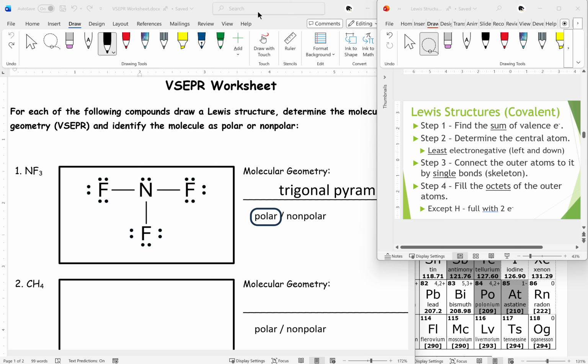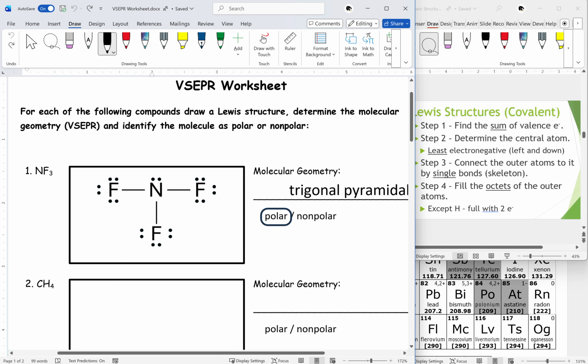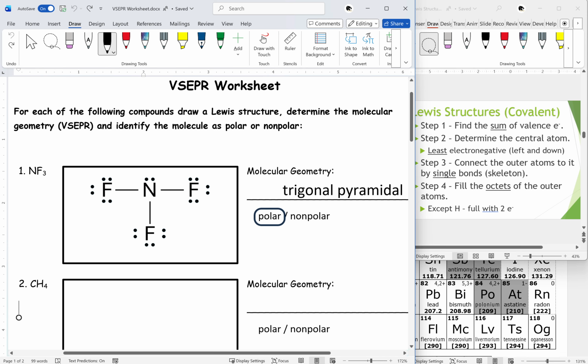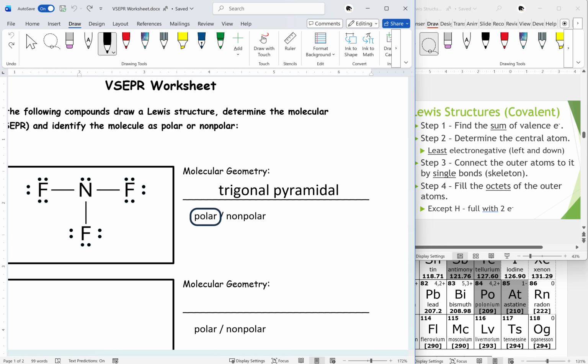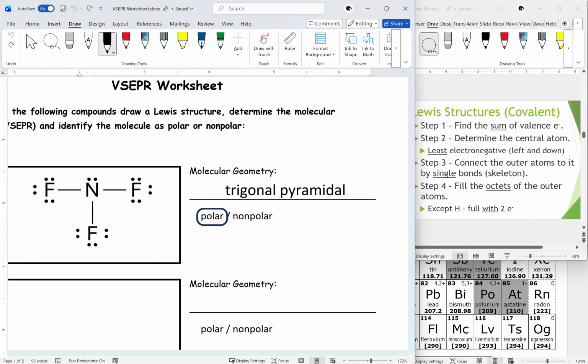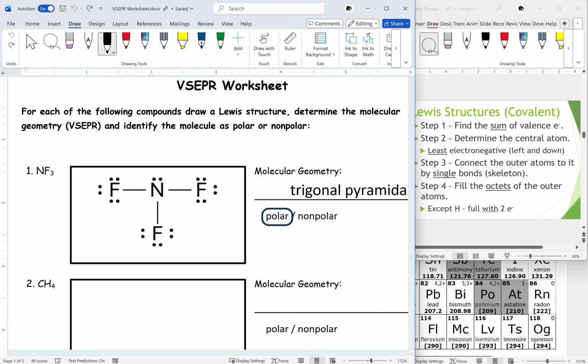All right, guys, on this VSEPR worksheet, I had some questions about it, so I wanted to go through the steps that we talked about in the notes and then how to properly go through it. In each question, you're going to, in the box, draw the full VSEPR shape, and then the name of the molecular geometry, or you can get this from your foldable or the notes, and then circle whether it's polar or non-polar. I'm going to go through one of these with you.